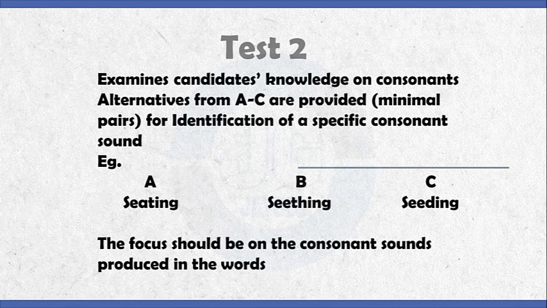Let's take a look at some examples. Seaton, seething, seeding. Now you realize the only difference in these words I pronounced are the consonant sounds, even though the words in general are similar in terms of sounds. If you were asked to pronounce the word seething, then your answer would be B.